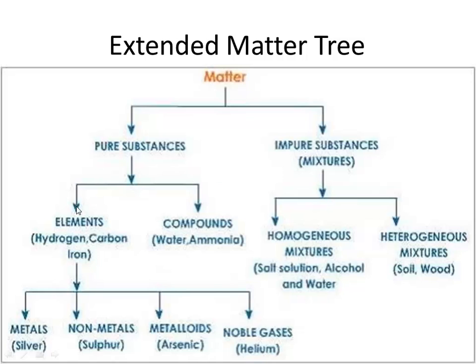Okay? And we even classify our matter tree a little further. Our elements, we have metals, nonmetals, metalloids, noble gases. Noble gases are really nonmetals, but we can keep on going further. But for our class, what we should really know is that pure substances are elements and compounds, and impure substances are mixtures when you have more than one substance present. Okay? Does that make sense, guys? Good? You good, Gabby? Okay.